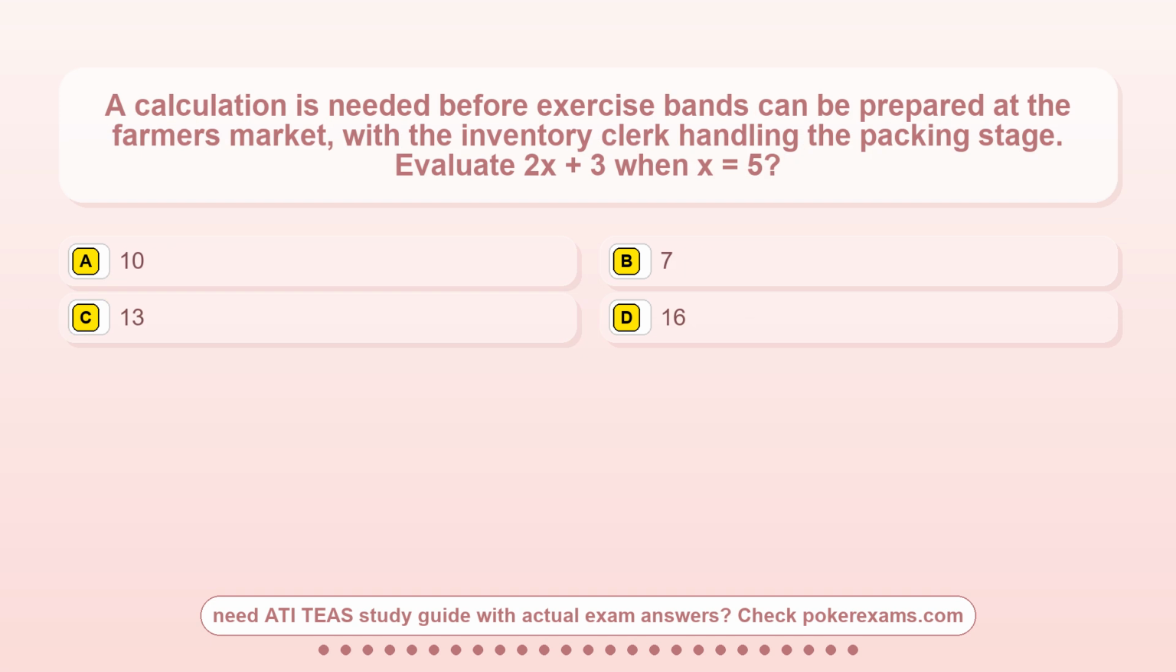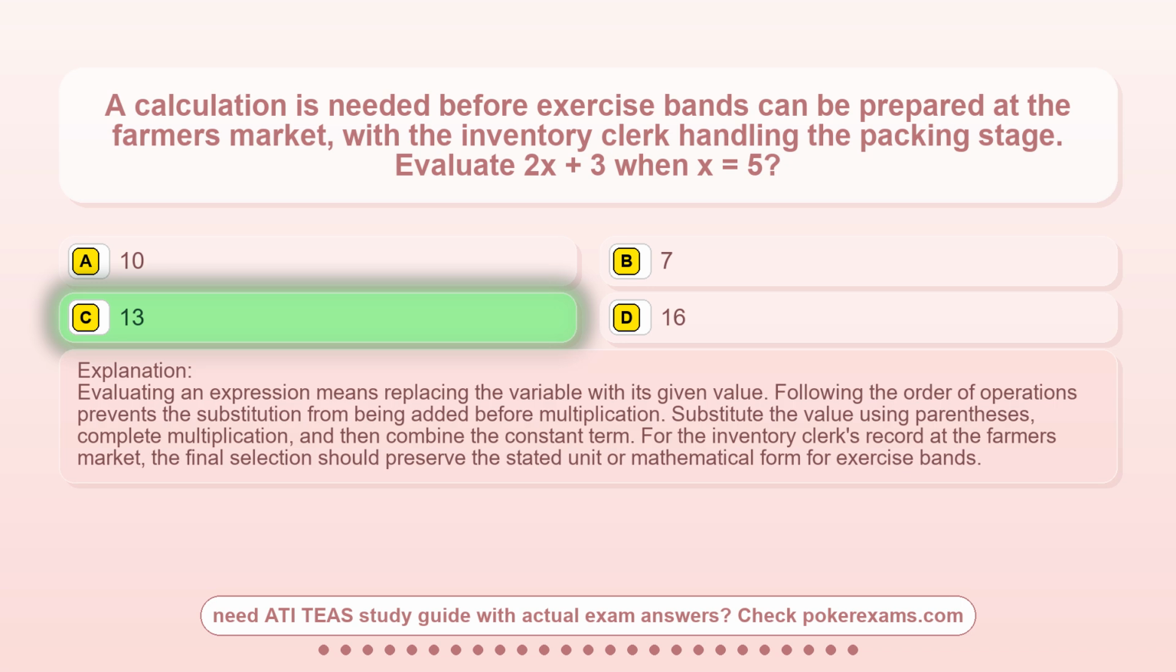Question 25. A calculation is needed before exercise bands can be prepared at the farmer's market, with the inventory clerk handling the packing stage. Evaluate 2x plus 3 when x equals 5. Option A, 10. Option B, 7. Option C, 13. Option D, 16. The correct answer is option C, 13.